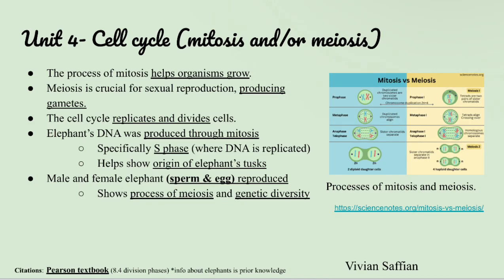Meiosis uses the process of crossing over, whereas mitosis uses each phase. To connect this back to elephants, we figured out that elephants' DNA was produced through meiosis, specifically known as the S phase, which is where DNA is replicated. This helps show the origin of the elephant's tusks and how they came to be.